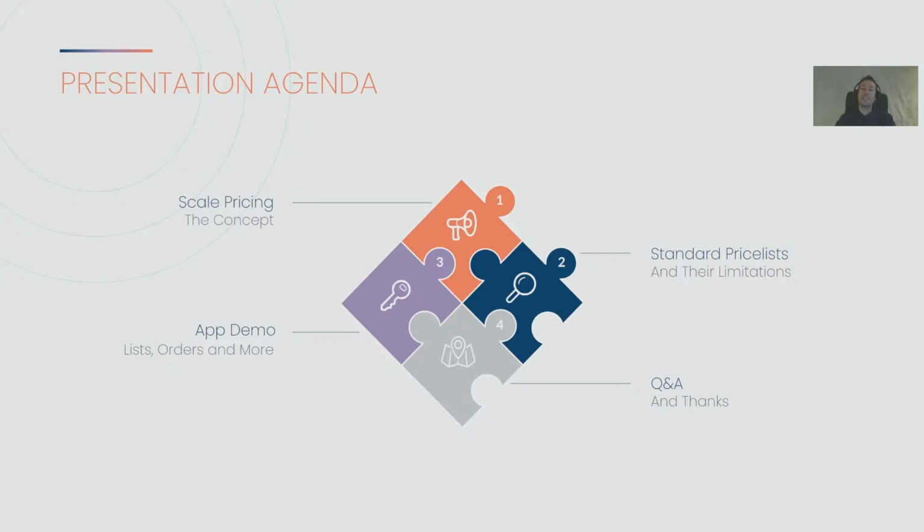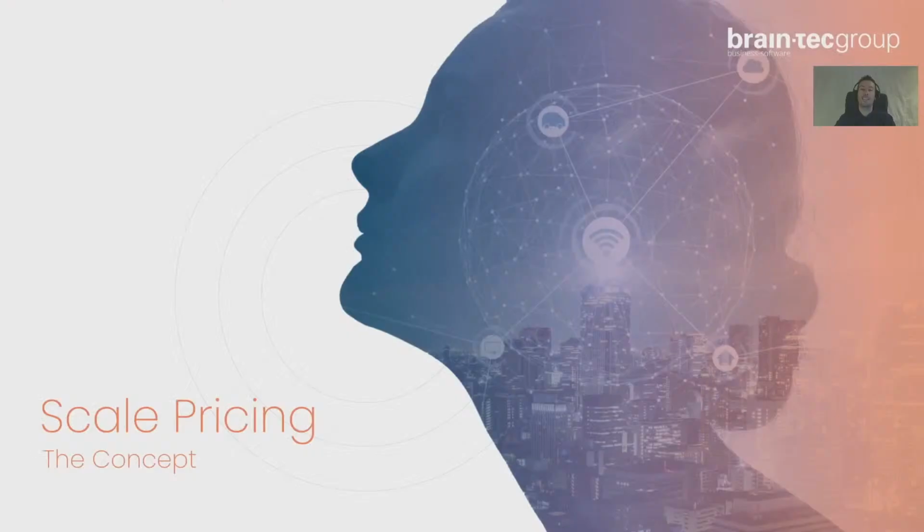The presentation is divided in 4 main blocks. Firstly, we will explain the concept of scale pricing. Then we will have a quick look at Odoo's standard price lists and their limitations, and how these limitations encouraged us to implement our solution. In the third block, the main block, we will have a small demonstration of our scale pricing app. Finally, after this demonstration, we will have a 10-minute block for questions and answers. So without further ado, let's start.